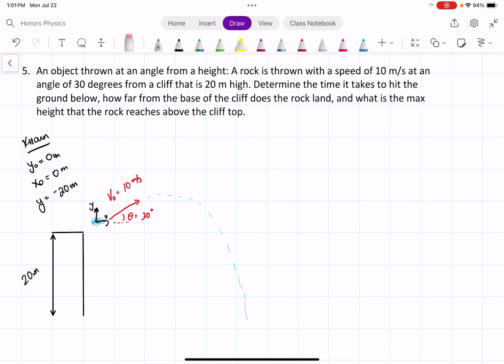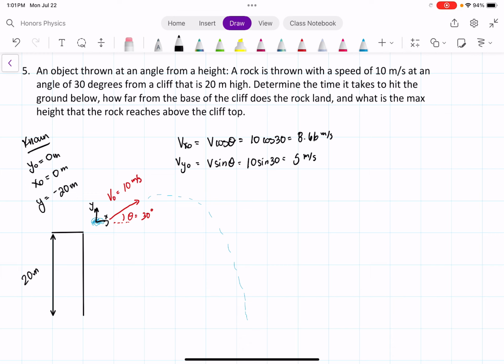which we can find our vx initial is v cos theta, which is 10 cosine 30, which is 8.66, and our initial vy, which is v sine theta, which is 10 sine 30, which equals 5 meters per second.